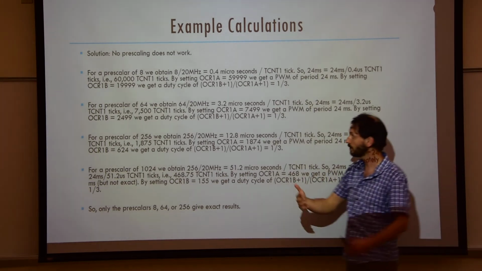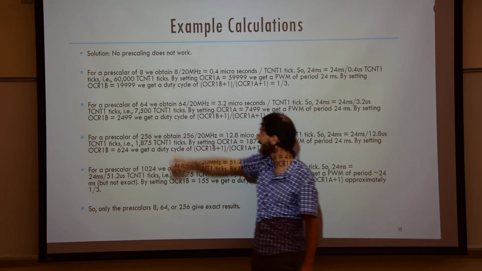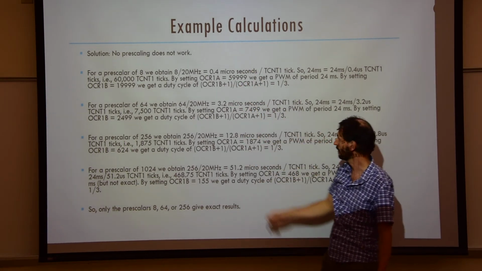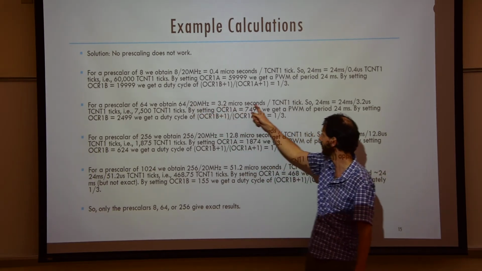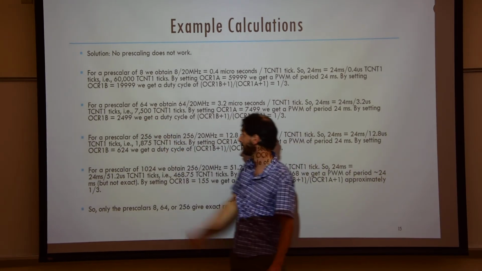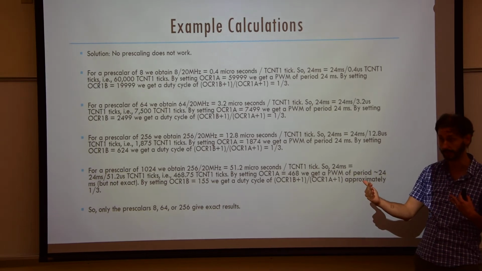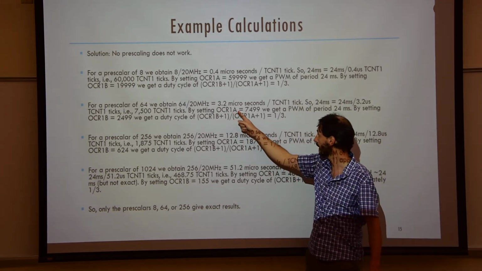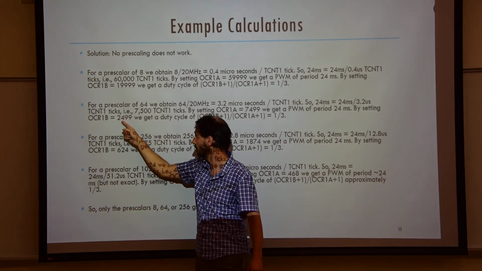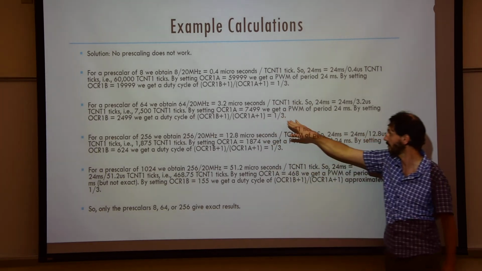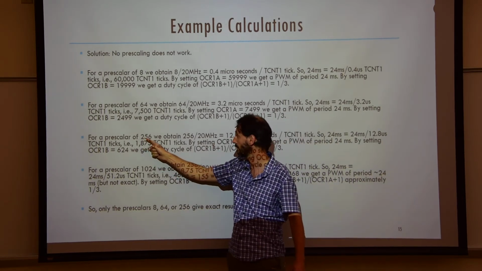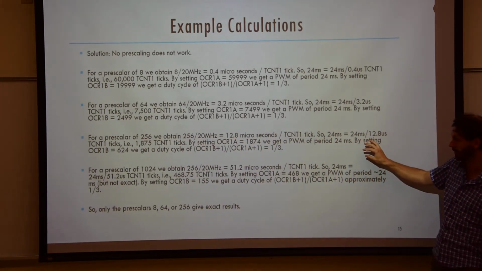If you do the same calculation with a prescaler of 64, you just plug in the new numbers and you get 3.2 microseconds per tick, which means that we need 7,500 ticks for a period of 24 milliseconds. And so we can set OCR1A to 7,500 minus 1. And if you set OCR1B to 2,500 minus 1, we get the exact duty cycle as well as the right period. You can check for yourself. If you use a prescaler of 256, we can again get a precise solution.